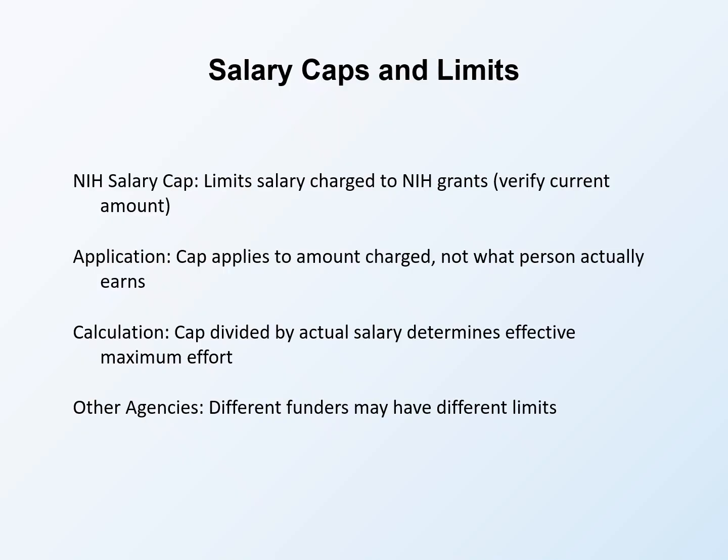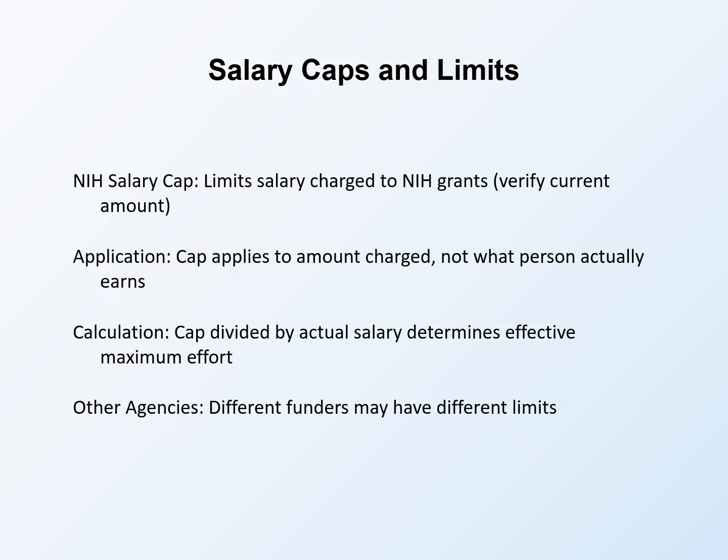The NIH salary cap is the most prominent example. NIH limits the salary rate that can be used when calculating charges to NIH grants. The specific cap amount is set by Congress and adjusts periodically. As of November 2025, you should verify the current cap at the NIH website before preparing budgets. The cap applies to the amount charged to the grant, not what the person actually earns.